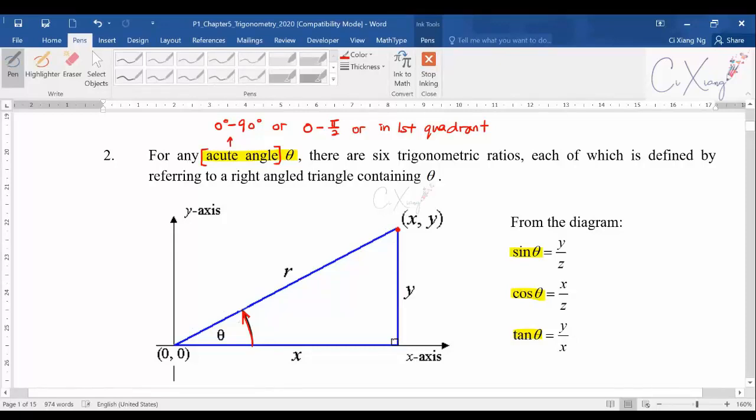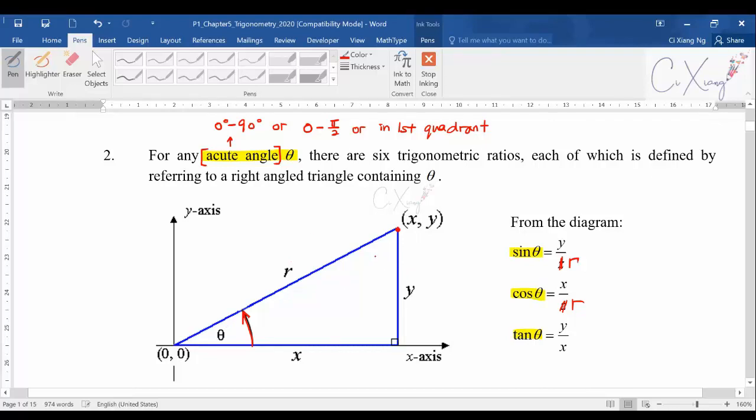So when you look at this blue triangle here, the horizontal side is the x, because it is along the x-axis, so it is the value of x. And this is the value of y. The slope line here is the hypotenuse, r. So sine theta means y over r, sorry, there's a typo here, maybe I should put r here. So cos theta should be x over r, and tangent theta will be y over x. I believe this is quite basic.